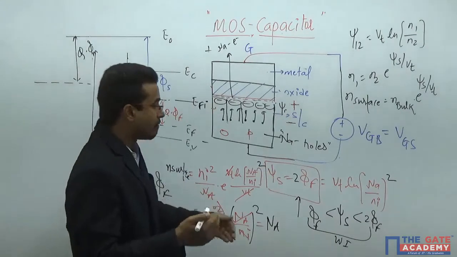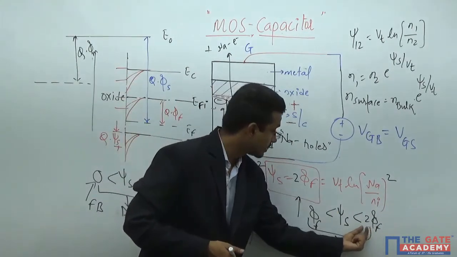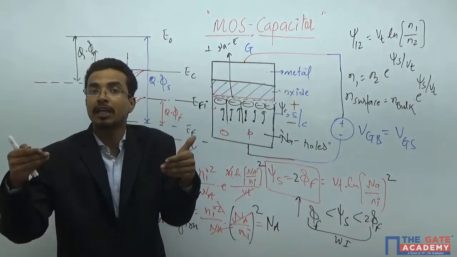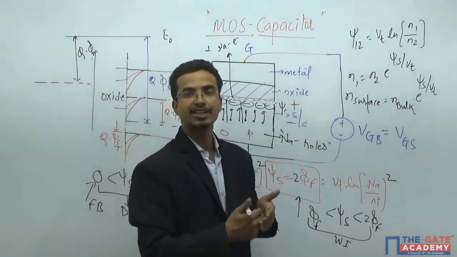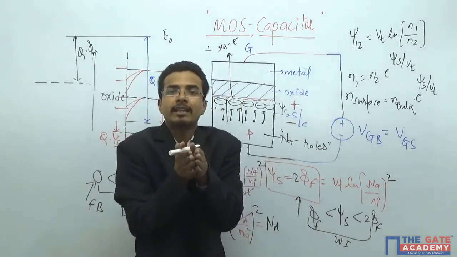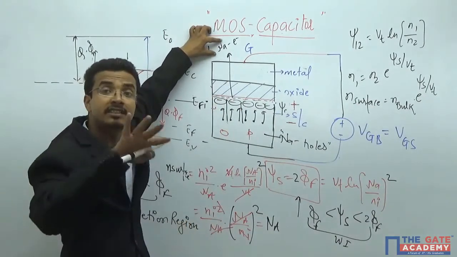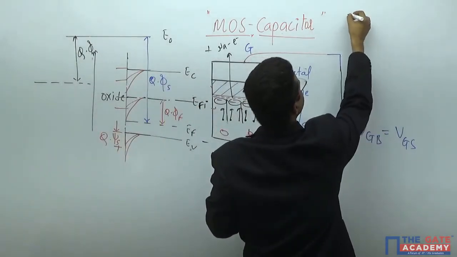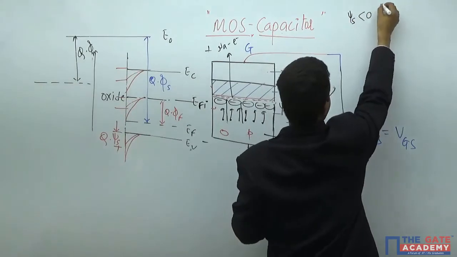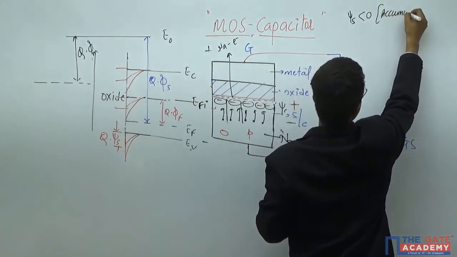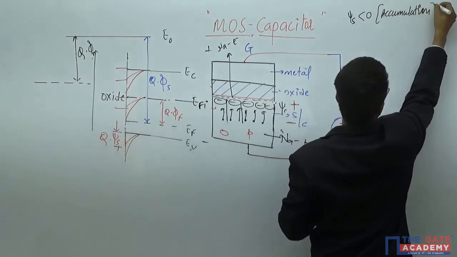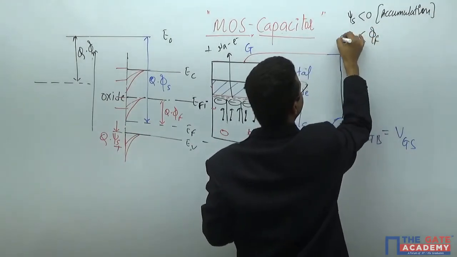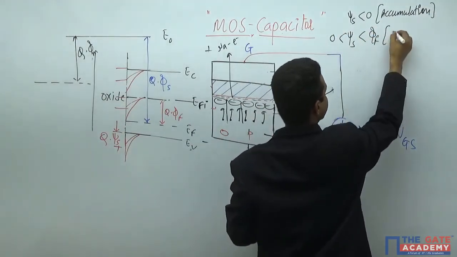Okay. Effective number you will get at this particular point, psi s goes to 2 phi f, and that is also known as the onset of strong inversion. That means from there you will get a significant number of the opposite type of charges. What we have discussed till now: when psi s is less than 0, accumulation. When psi s is greater than 0 but less than phi f, this is depletion.